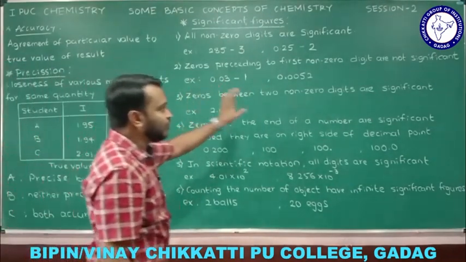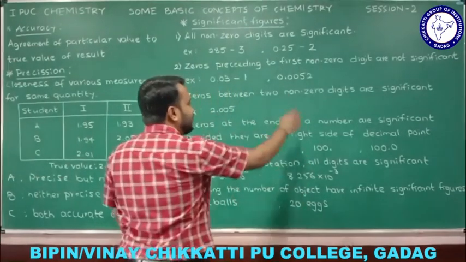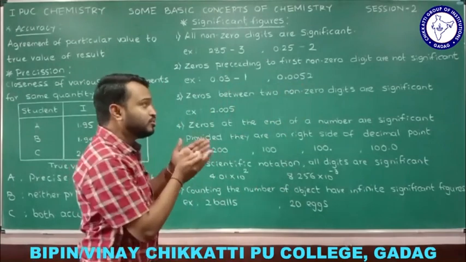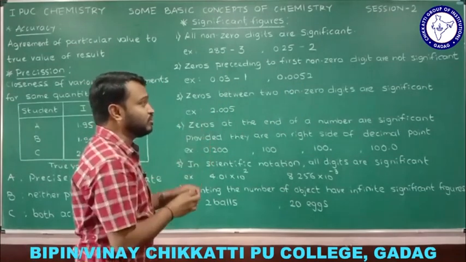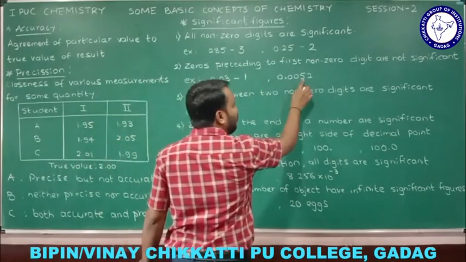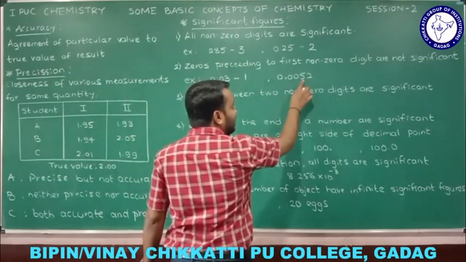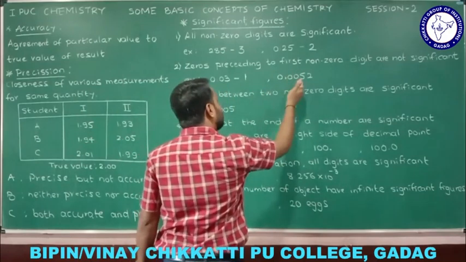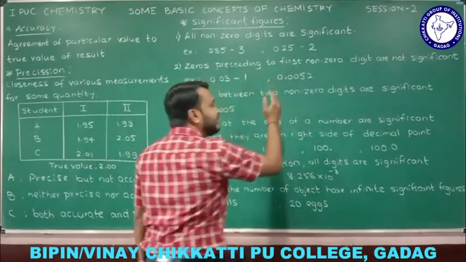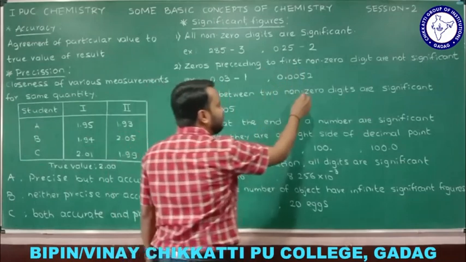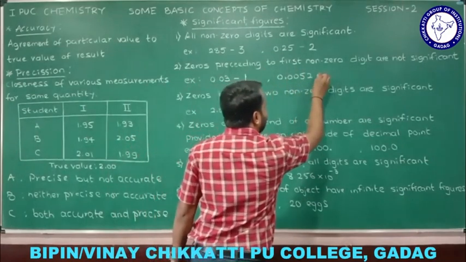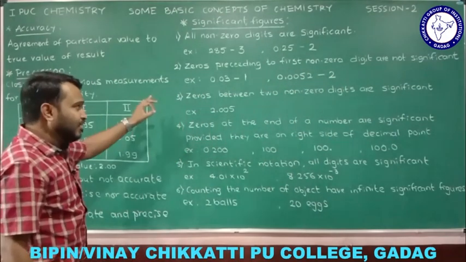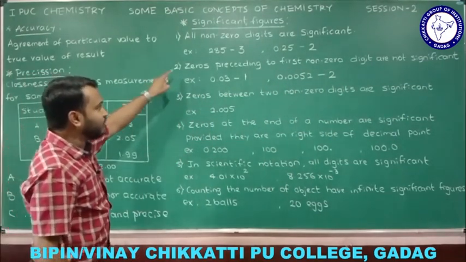If you didn't get it, look at one more example. One more example is 0.0052. What you should first see is the first non-zero. Which is the first non-zero? 5 is the first non-zero, and the zeros preceding it, the zeros on the left side, are all not significant. Then how many numbers are we left with? 5 and 2. Therefore the significant figures for this number is 2. So that is how I can give the example for the second rule.